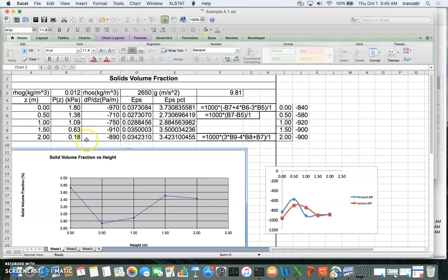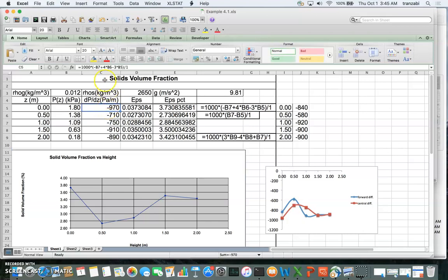We have the z, we have the p, and now we're going to calculate dp dz. So let's look at the first value here. I'm going to calculate dp dz here, but I noticed that I do not have any z, right? This is the z that I'm looking at. I do not have any z value before this 0, right? I don't have z equal minus 0.5 or minus 1.